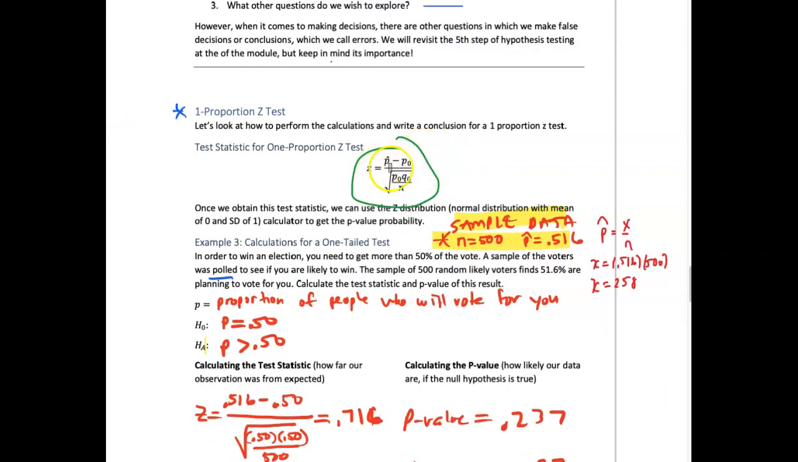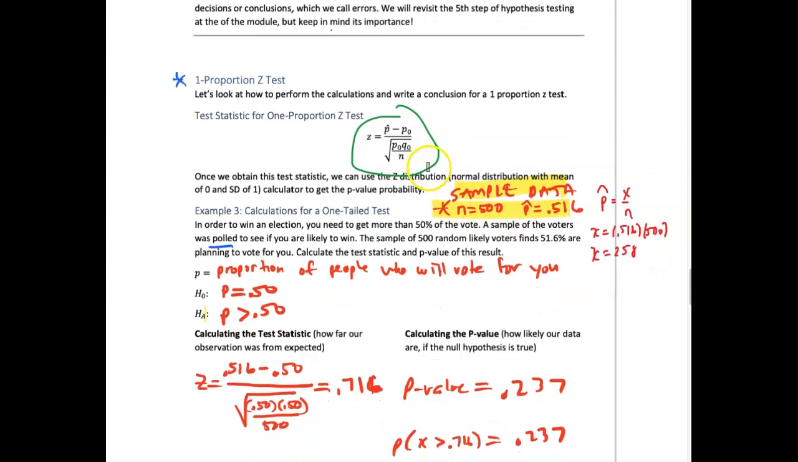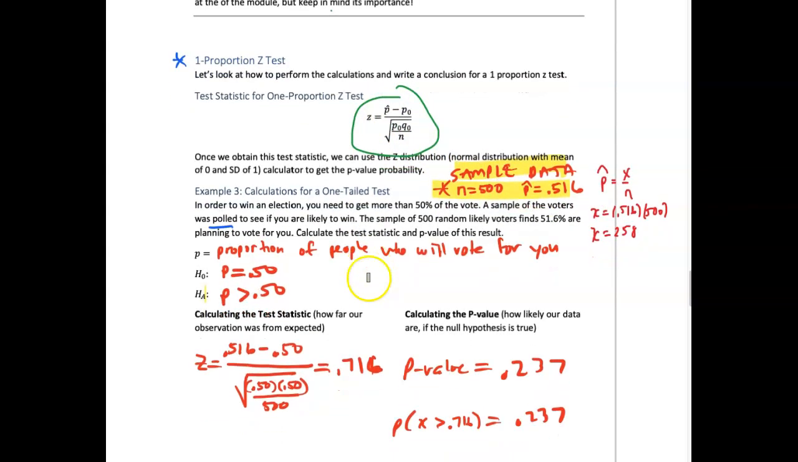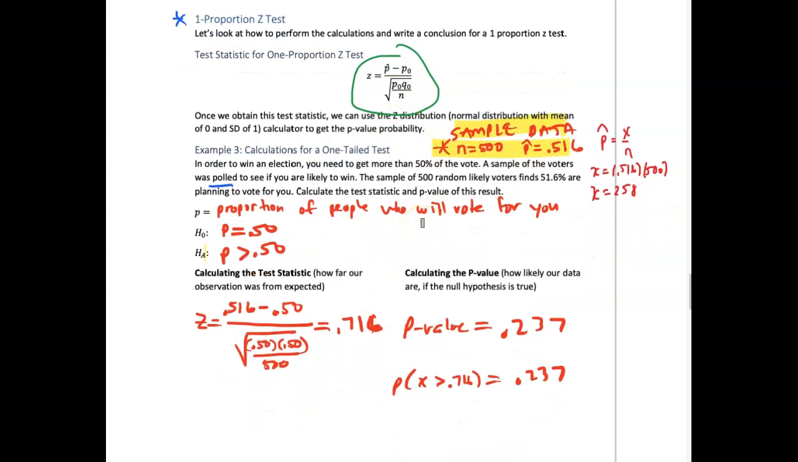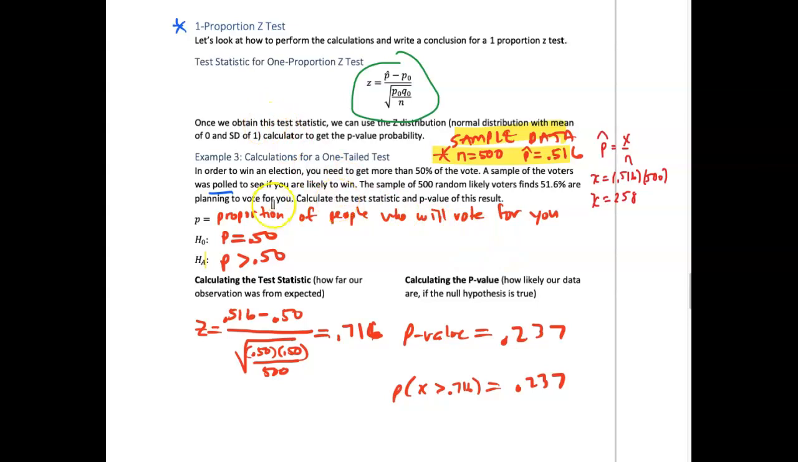This is how you calculate a test statistic right here. You can see an example. It looks more complicated than what it is. We have a scenario where we're trying to see if you have enough people to vote for you. You collect some sample data, ask 500 people, and 51.6% say they'll vote for you. Is that enough evidence to say that more than 50% of the population will vote for you?